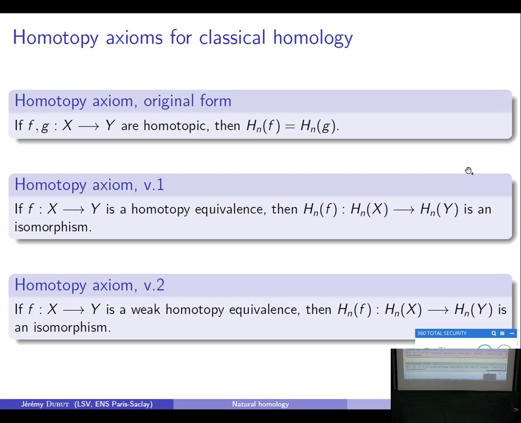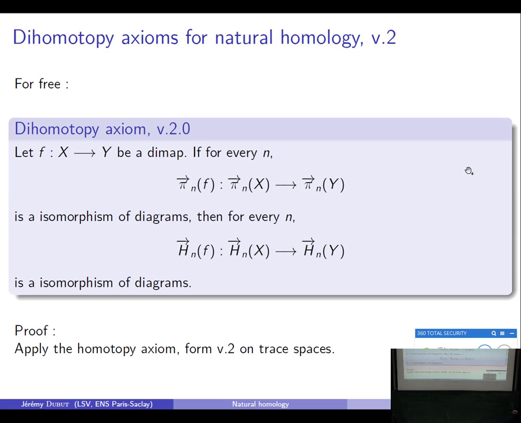So the question is, do we have some dihomotopy axioms for our homology theory? Well, we do have a second version for free, because if a dimap induces isomorphism of diagrams between natural homotopy, then it also induces an isomorphism diagram between natural homology. It's free because it's just applying homotopy axiom on trace spaces. But as I told you, comparing things up to isomorphism is not a good idea. So do we have something better using bisimulation?